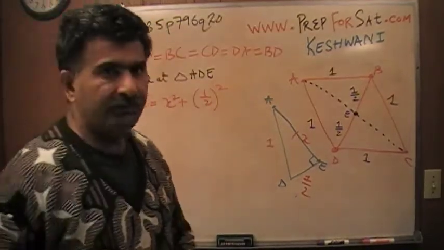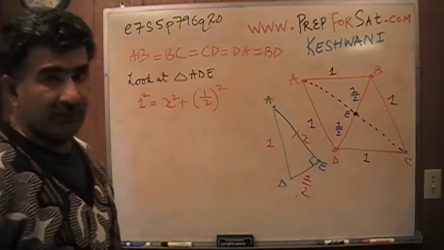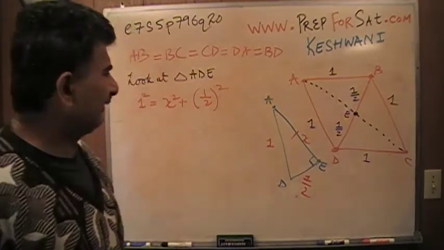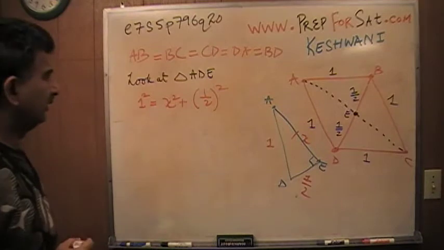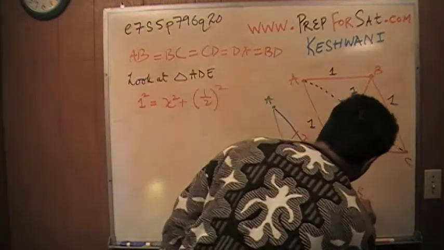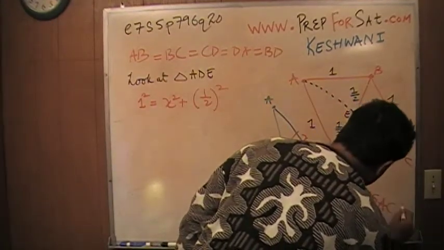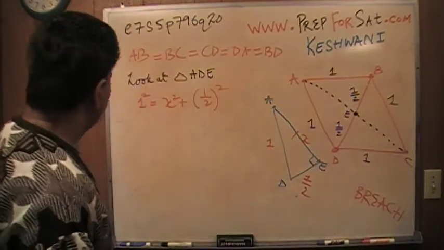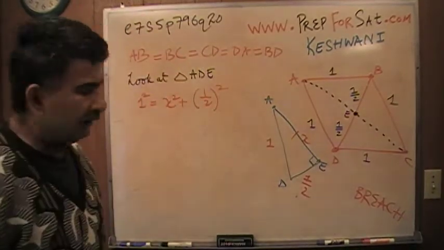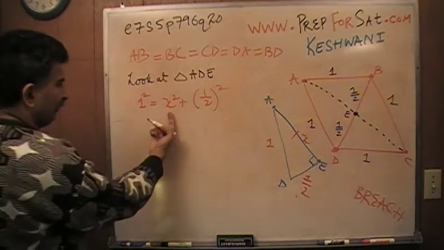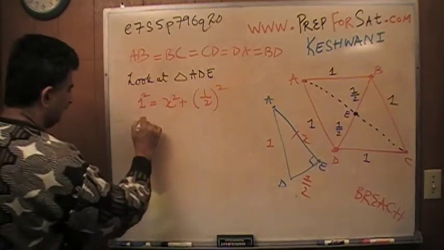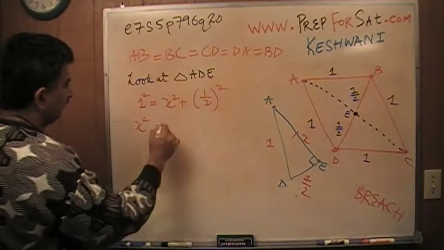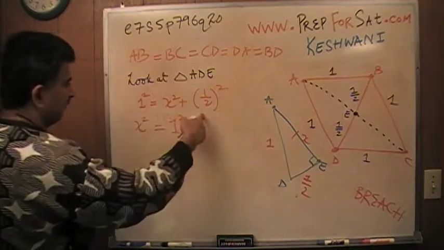Let's not observe the convention in breach. I think Shakespeare said that. Breach means to break or violate. Let's honor the convention. I'm not going to violate the convention. Convention is that you bring the unknown to this side. So x squared equals 1 squared minus half squared.